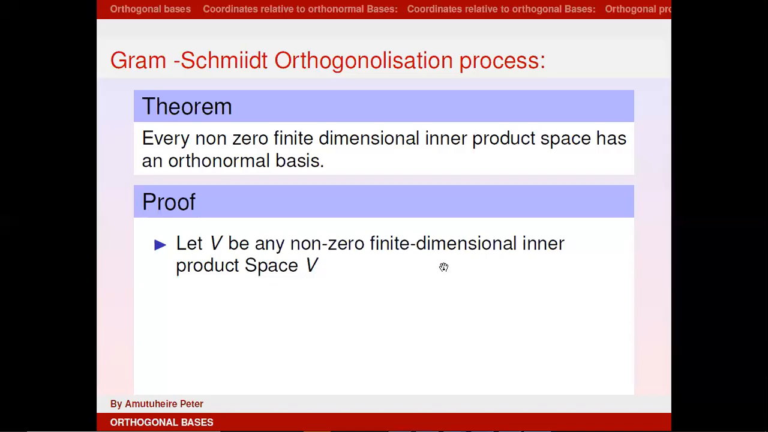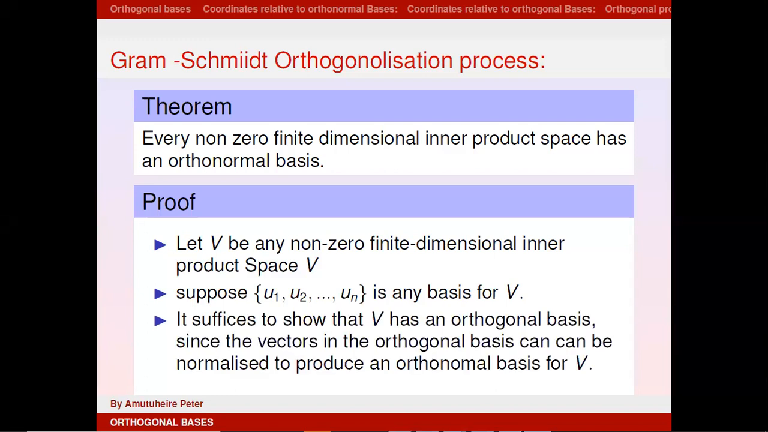V, then we show that it has an orthonormal basis. And if it is an inner product space, then it has a basis, U1, U2 up to UN. And so to show that it has an orthonormal basis, it is enough to show that it has an orthogonal basis, since every orthogonal basis can be normalized to produce an orthonormal basis.